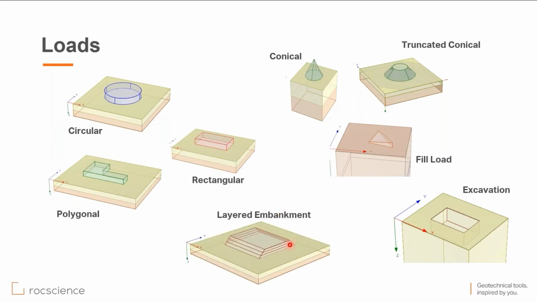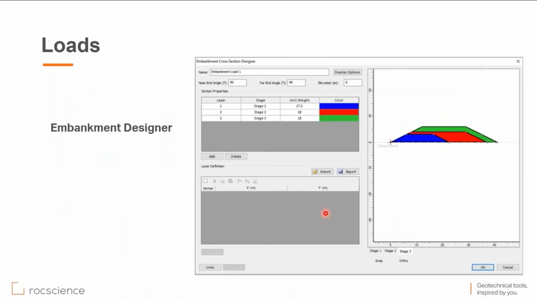This is a layered embankment. See how horizontally the layers are added. Or you can use the embankment designer if you don't have horizontal layers. For example, you had this embankment first, then you add the red part, then you add the green part.